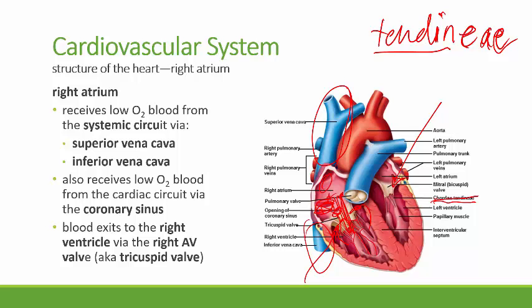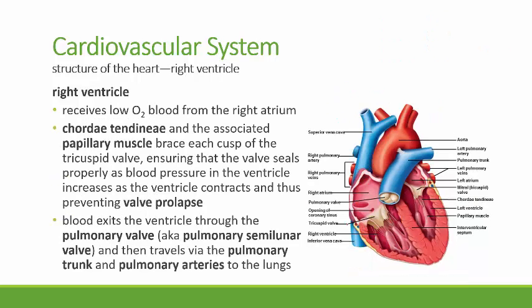So, the right atrium receives low oxygen blood from the top of the body, from the bottom of the body, and from the heart itself. And when it contracts, it pushes blood into the right ventricle. So the right ventricle then receives that low oxygen blood. Here's where we talk about the function of the chordae tendineae and the papillary muscle, bracing each cusp of the tricuspid valve, preventing valve prolapse. So blood, still low oxygen, is coming into the right ventricle.